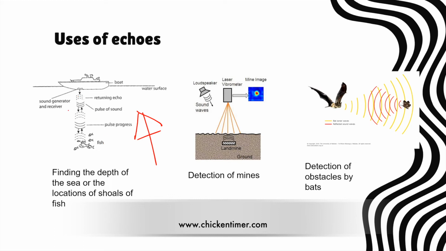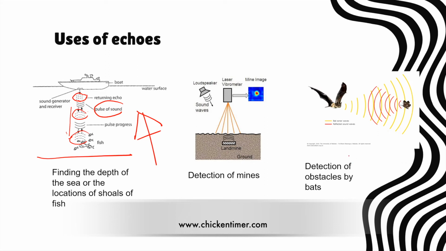So the ship will send a pulse of sound downwards. So it goes down this way. Once it hits the fish, the sound will be reflected and it returns as this wave here, and then the boat will detect the echo. From there, they can calculate and find where the fishes are. Depth of sea is also the same. We just remove the fish and put in the seabed. The same things apply. Then detection of mines, you just need to know there's such a thing.